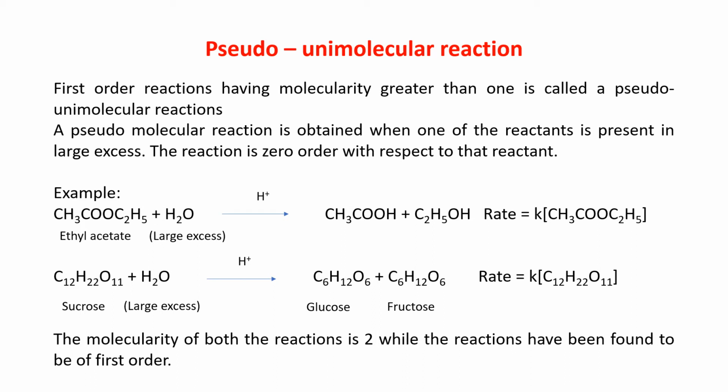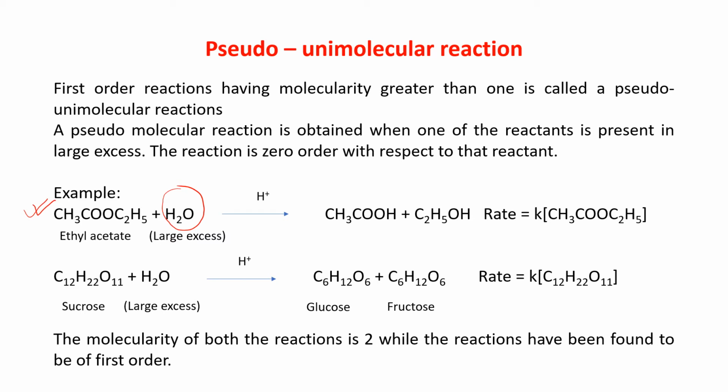Now the rate is determined by K with only the concentration of CH3COOC2H5. We will not take H2O. That means it is present, but the concentration of H2O is not taken into consideration. So the rate is K times the concentration of CH3COOC2H5, that is ethyl acetate. So it is a first order reaction.